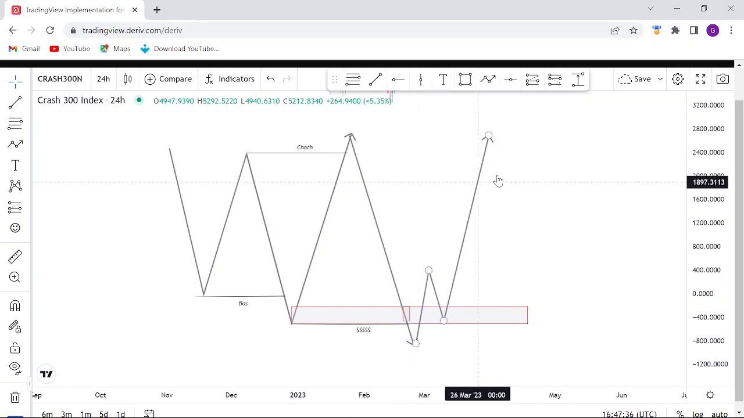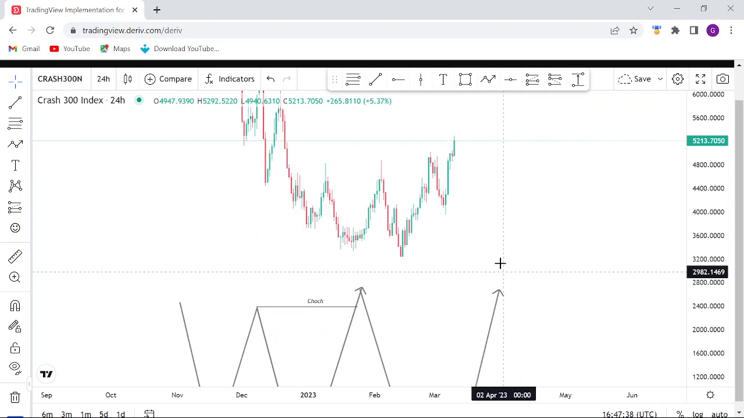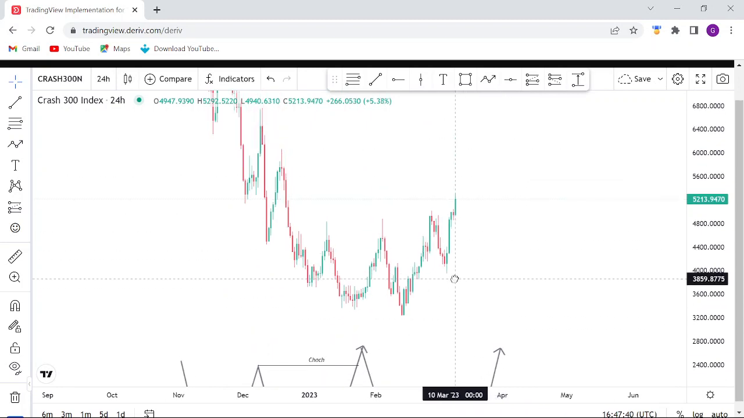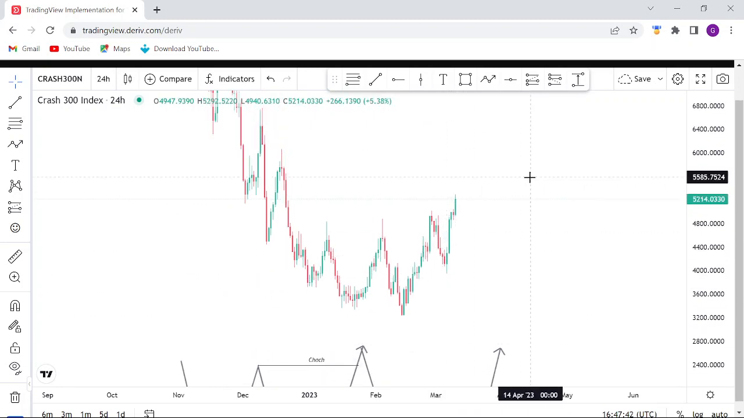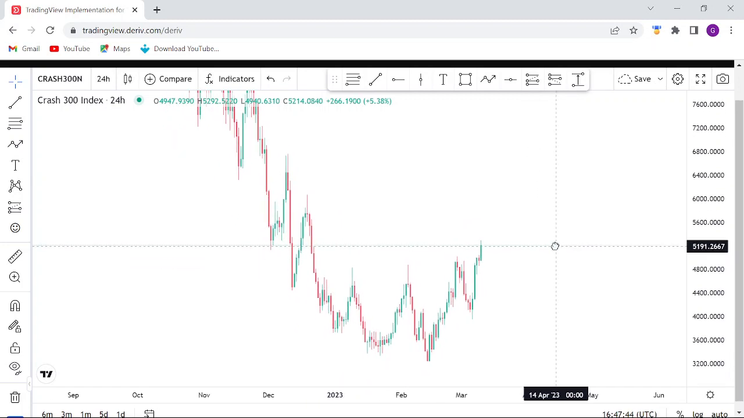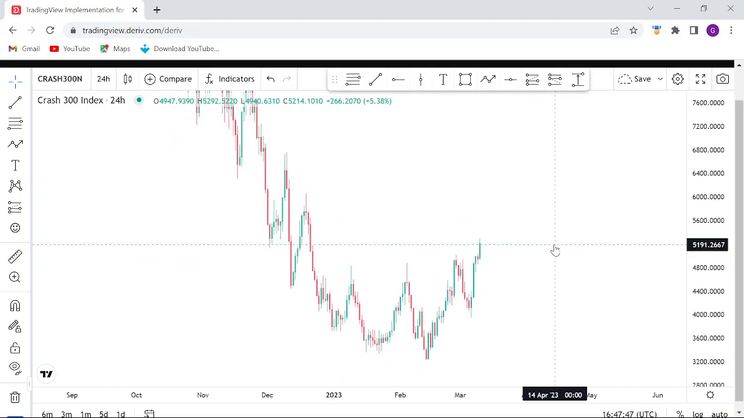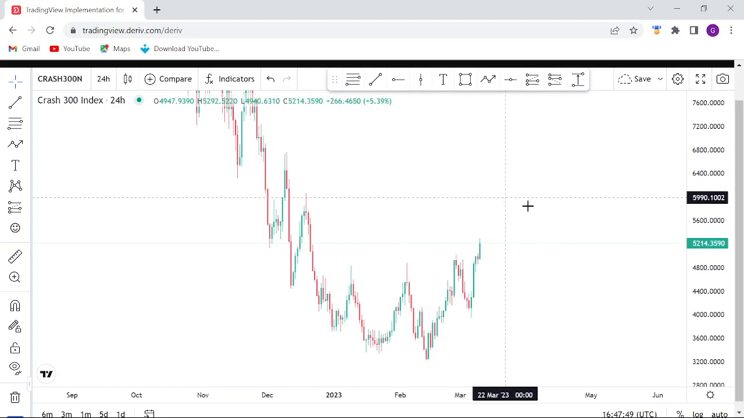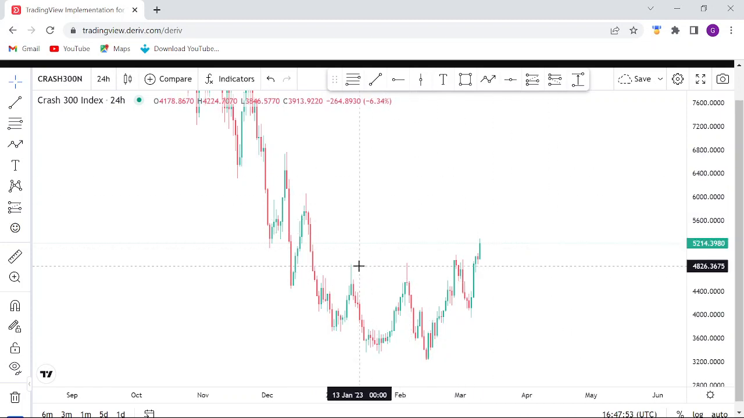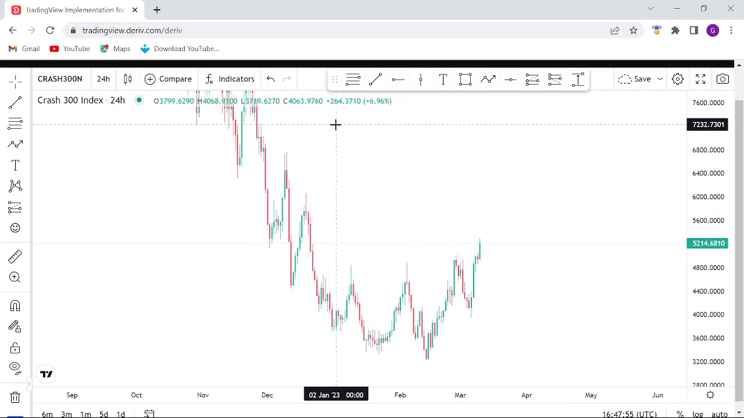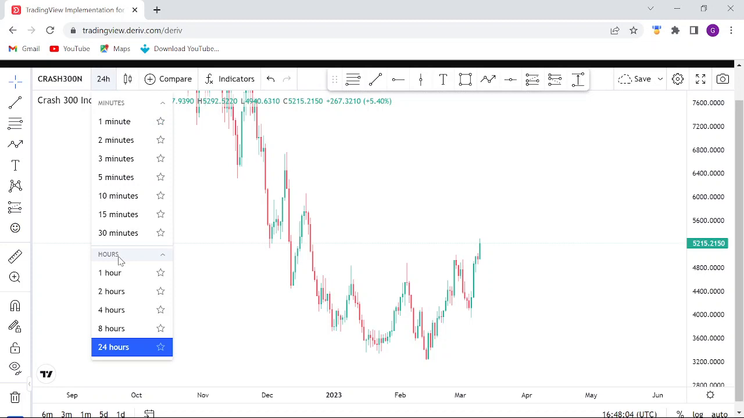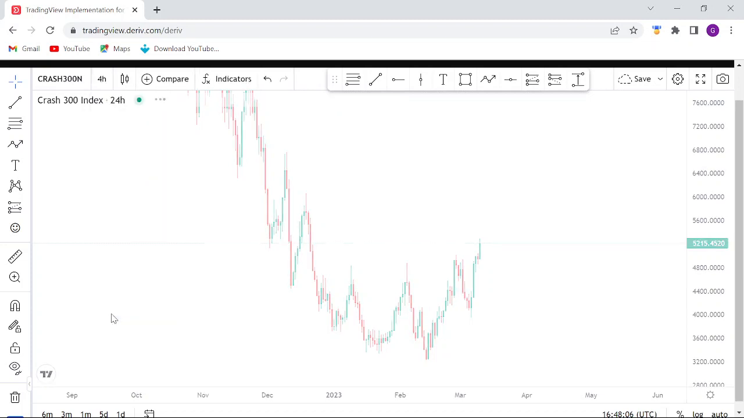Now I will show you some kind of example. I sent a setup of this Crash 300 to the group some time ago, and that was what made me send the setup. Okay, let's go to the 4 hours so you can see it more clearly.